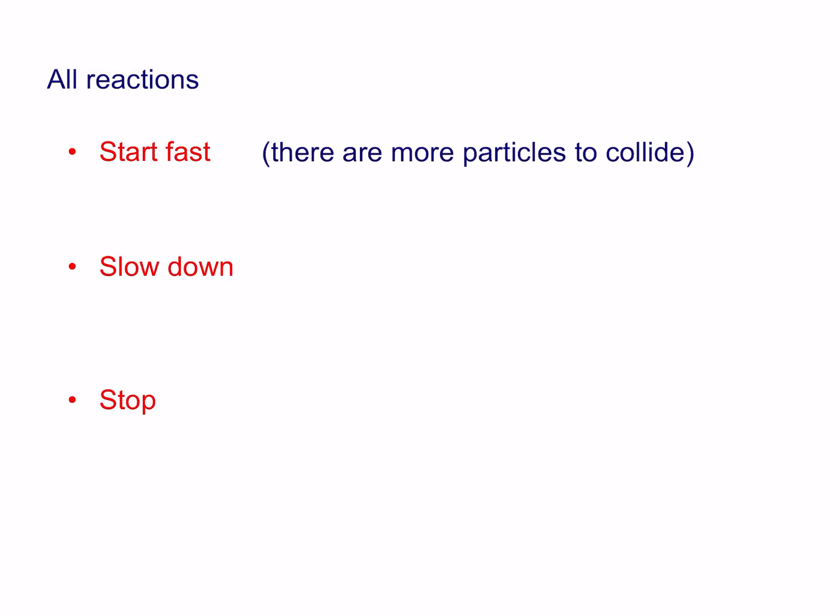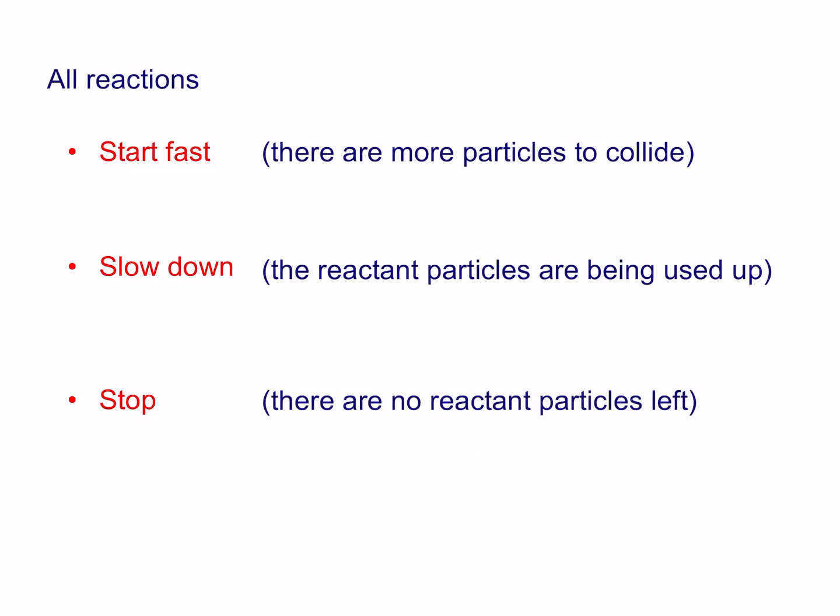Then why does it slow down? The reactant particles are being used up. Why does it finally stop? Because there are no reactant particles left to collide and react. So that's how reactions proceed. Then we're going to talk about the factors affecting the rate of reaction.